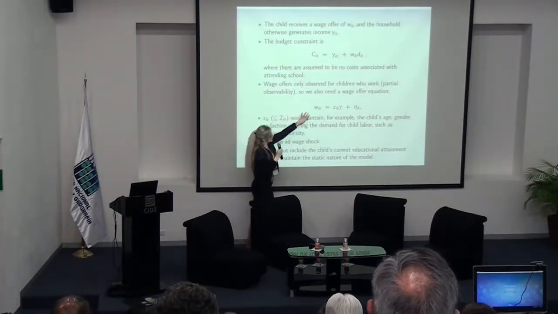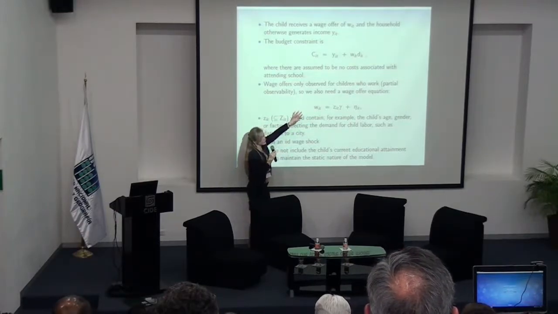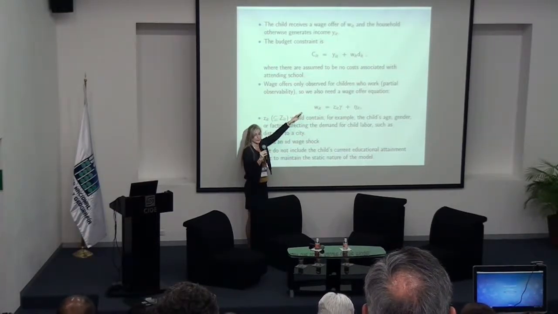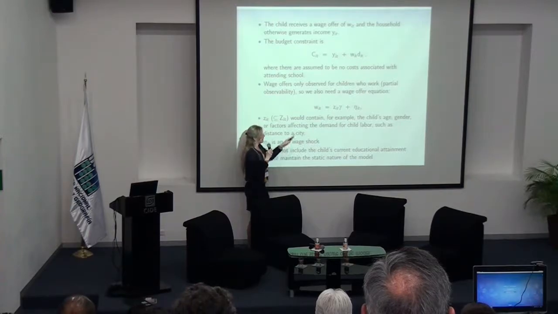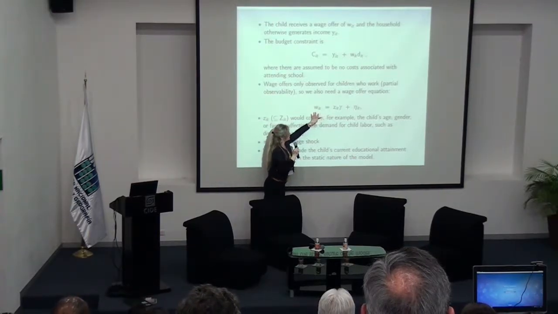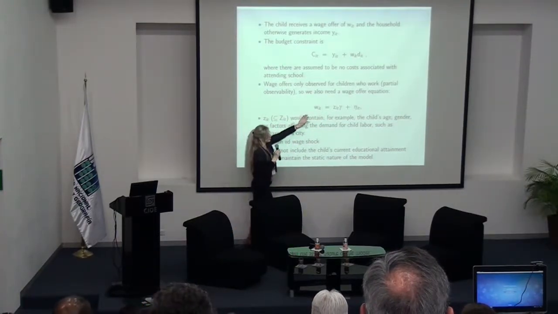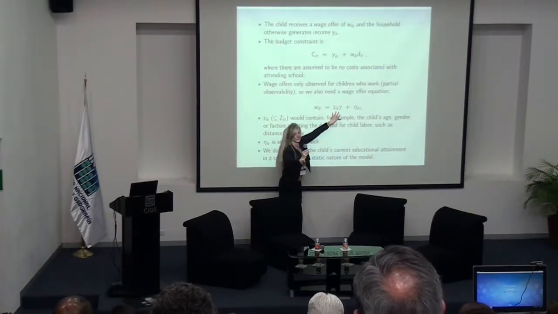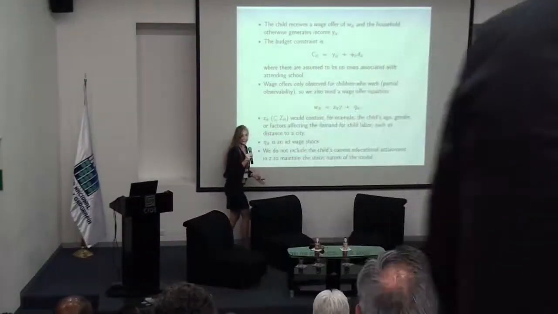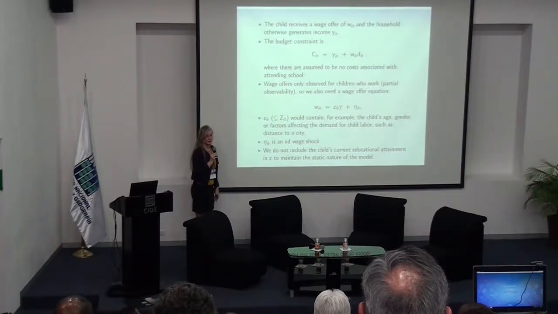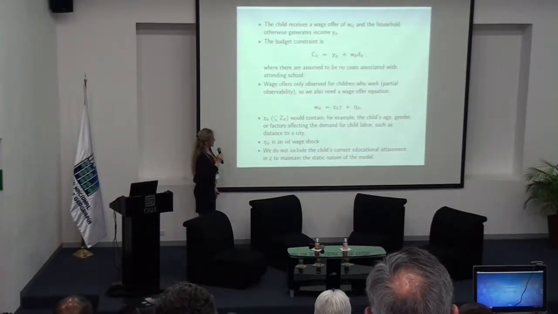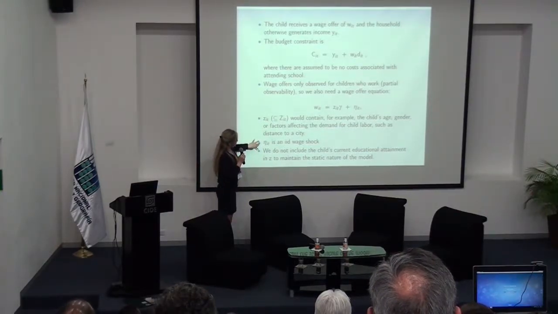And the wage, we don't observe for all the children. We only see the wage for children who are working. So we also specify what's called a wage offer rate, something that relates the wage to observed characteristics. That could be things like the age of the child or the gender of the child, which may affect their earnings opportunities. And then there's also some unobservable in the wage.